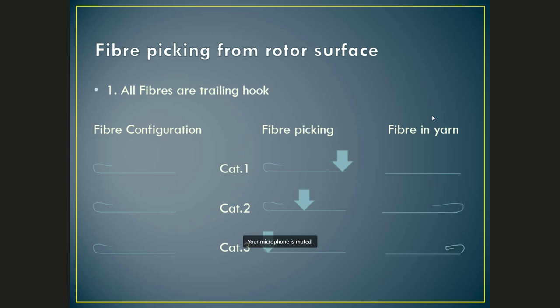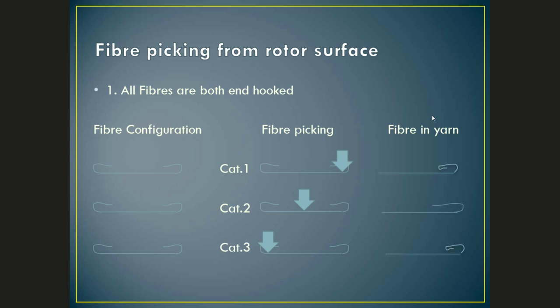Okay. Now this is my last situation, where all fibers in the sliver are having both leading as well as trailing hooks. Now if that is the situation, again see category 1. What is my category 1? The fiber is emerging from the transport tube, it is being picked. So it will form a leading hook with a larger hook extent, but this portion is likely to get straightened out. So again a leading hook.